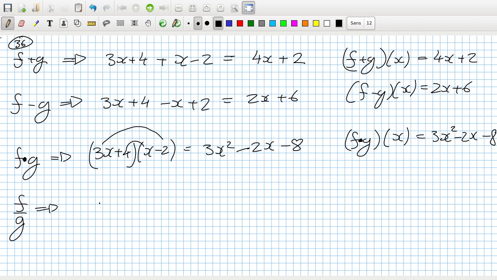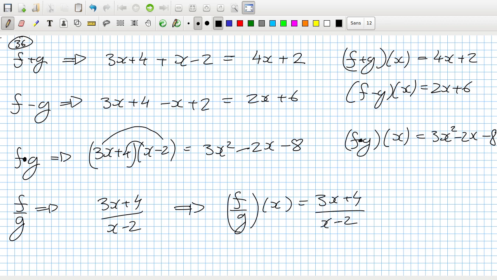F over g, that's 3x plus 4 over x minus 2. Well, that's it. So that means f over g function of x is 3x plus 4 over x minus 2. Okay, no answer for that one.